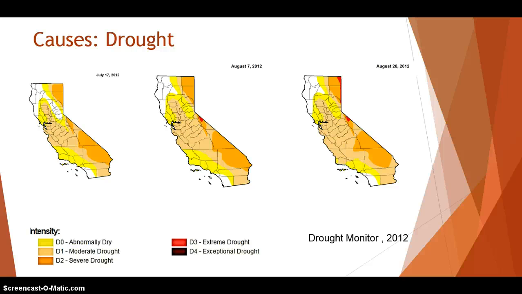Sustained low or no rainfall led to drought. This country map shows that there were several droughts at the end of July and the beginning of August, moving to extreme drought at the end of August.